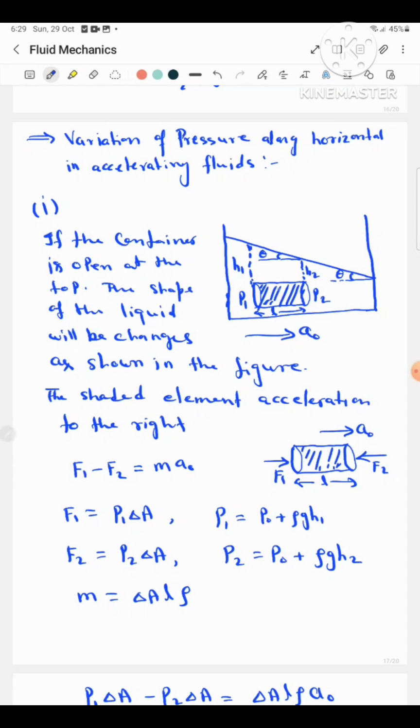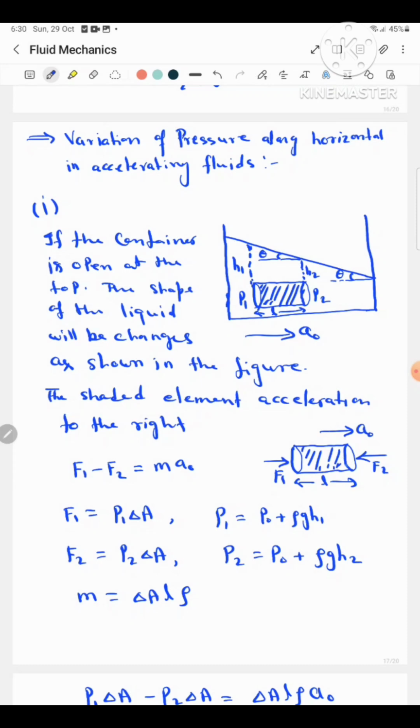The shaded element, we have taken the elemental cylindrical element here. We will take the mass. We will draw the free body diagram of this elemental cylinder. Here the force is working due to the pressure P1 in the right direction. Here the force will work in the left direction, F1, F2. This body is moving with acceleration A0.